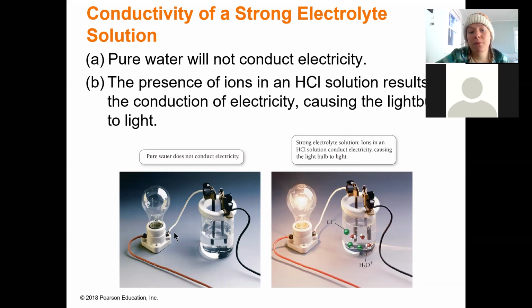So here over on the left, we have pure water. We've got a light bulb, it's attached to a battery, and they're running the current through pure water. And the electrical current can't make the jump from one to the other to light the light bulb and complete the circuit. But if we're dealing with hydrochloric acid in solution, the electrical current can run through, it can hop over this bridge and make its way to the light bulb to complete the current. So we would have a nice bright light bulb.